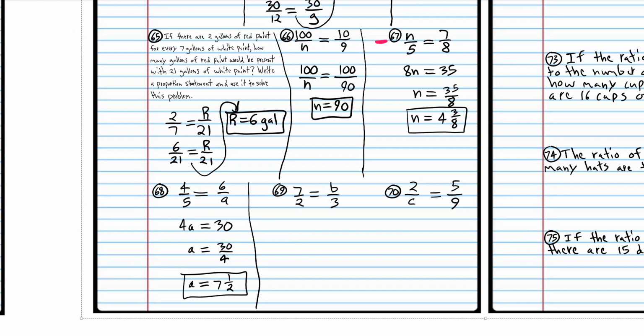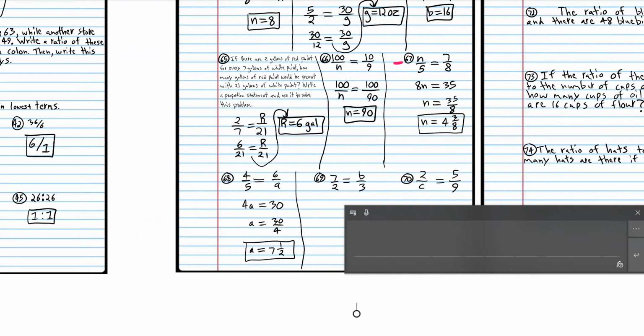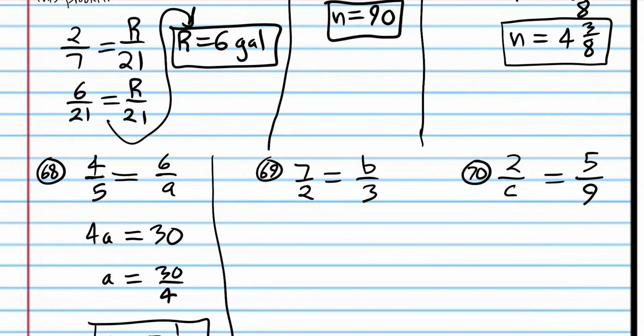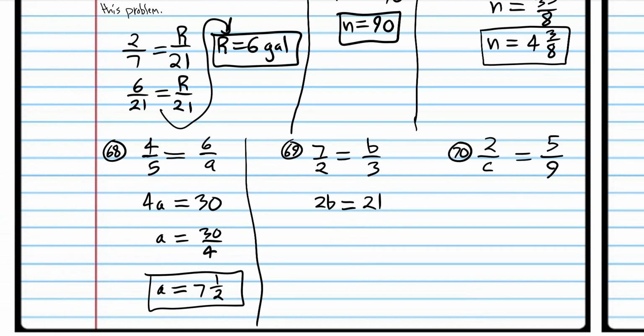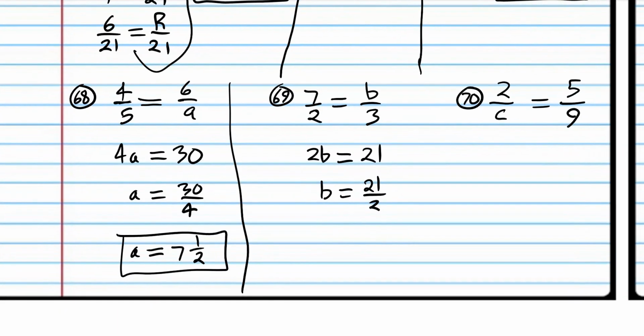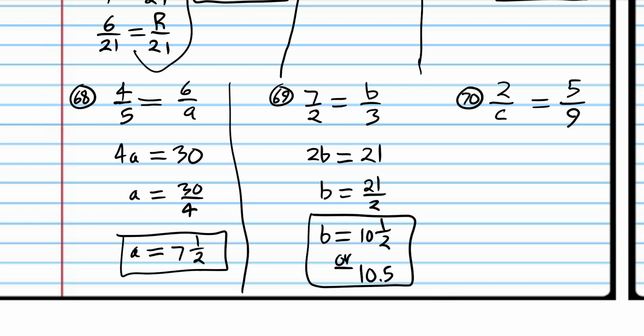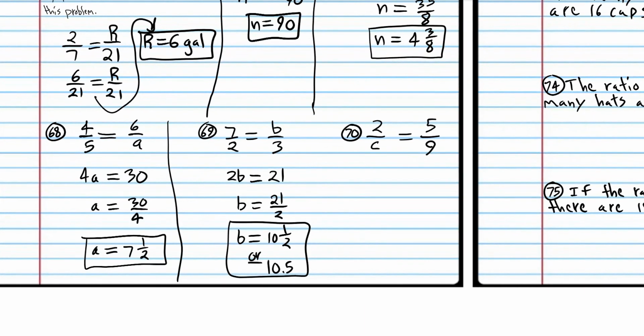All right, we're back. 2 times b is 2b. 3 times 7 is 21. And divide both sides by 2, and we get b is equal to 21 over 2. And you can write it as a decimal too if you want, but if you write it as a mixed number, it would be 10 and 1/2. If you write it as a decimal, it would be 10.5. Either answer is correct. So if you got that answer, good job. All right. Try number 70, and when you come back, we'll do it together.